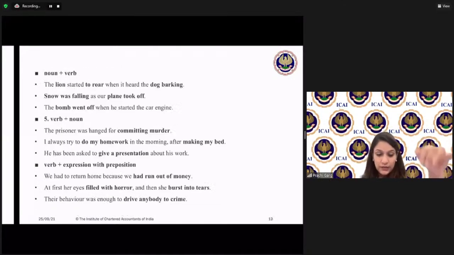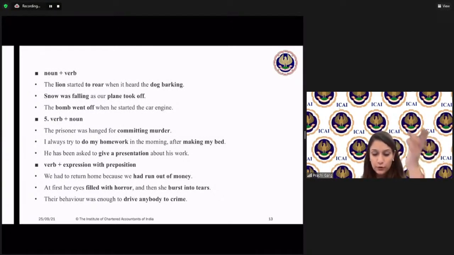Ceasefire, bars of soap. Noun plus verb. The lion started to roar when it heard the dog barking. So now, dog barking. Snow was falling, bomb went off. These are all noun plus verb collocations. Verb plus noun, where the verb comes in front and then the noun: committing murder, do my homework, making my bed, give a presentation. Verb plus expression with preposition: had run out of money, filled with horror, burst into tears, drive anybody to crime. Right?